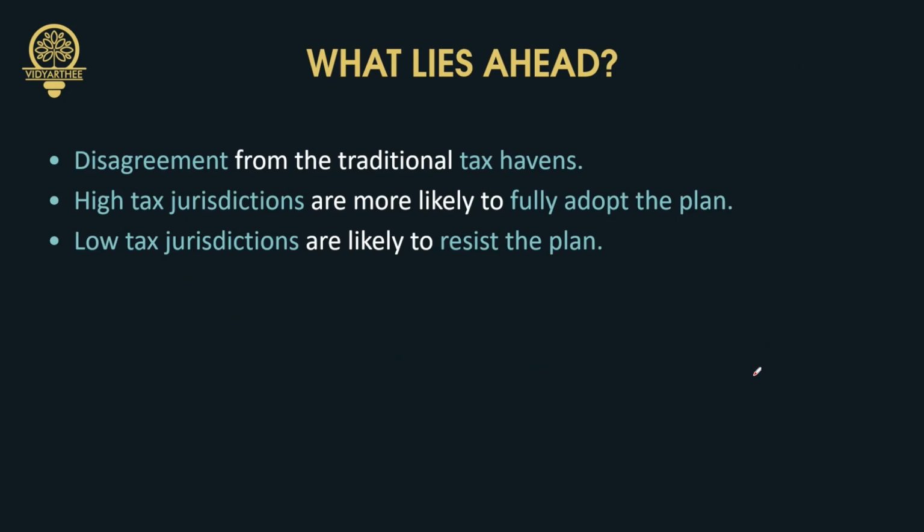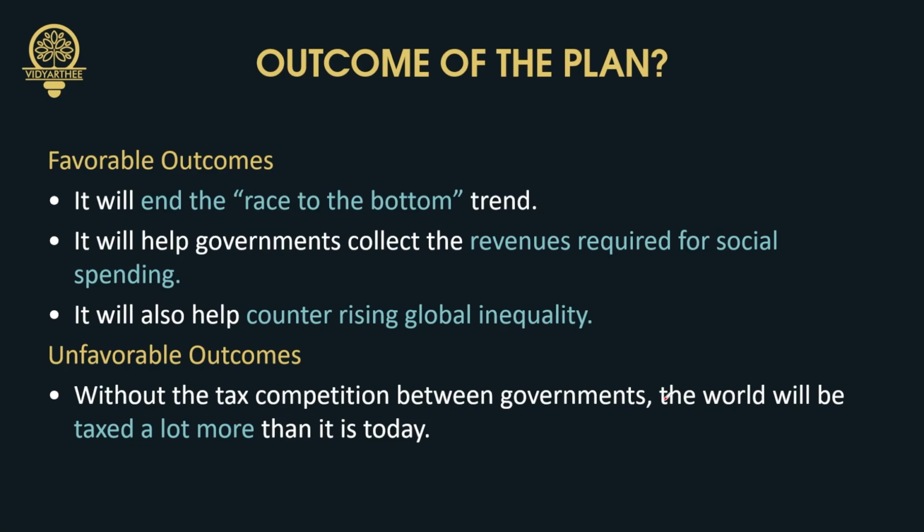Now, what lies ahead? Some governments, particularly those of traditional tax havens, are likely to disagree and stall the implementation of the OECD's tax plan. High tax jurisdictions like the European Union are more likely to fully adopt the minimum tax plan as it saves them from having to compete against low tax jurisdictions. Low tax jurisdictions, on the other hand, are likely to resist the OECD's plan unless they are compensated sufficiently in other ways.